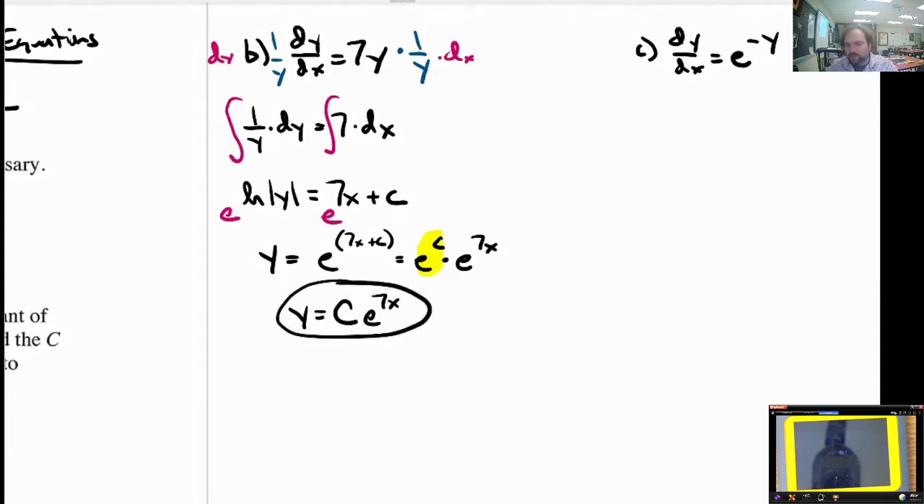Now, at this stage, if we knew an initial condition, like a certain point on this, we could solve for that big capital C and give the exact equation. But we're just giving a general equation for this, and there you go. If you took the derivative of this, you would get back to the original 7y. All the constants would go away. That's kind of the way it works. Let's take a look at C also while we're here.